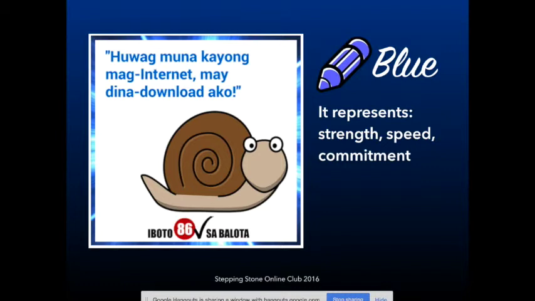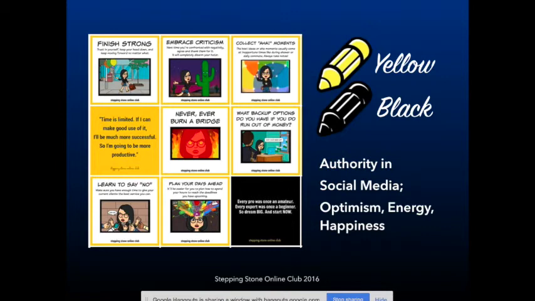And here's another one. It's from our very own Stepping Stone Online Club. My branding is always yellow and black because black conveys authority in social media, and yellow is optimism, energy, and happiness. Because of course if you're going to work at home and you're going to share your dream of being able to spend a lifestyle like that with your family, spending more time with your family or having time to actually focus on your hobbies or passion, that's optimism, energy, and happiness. So that's why I chose yellow and black.